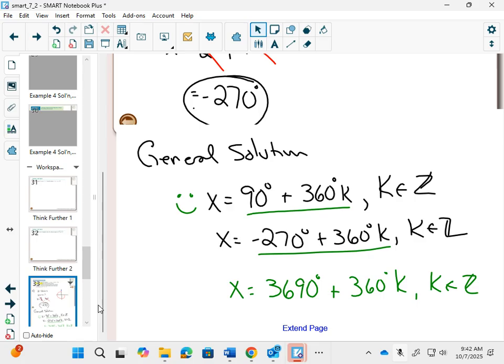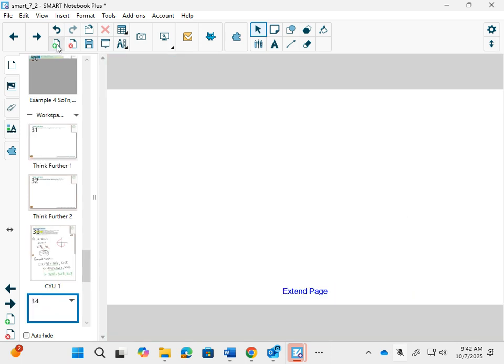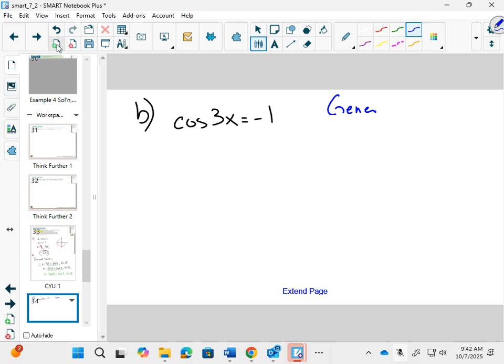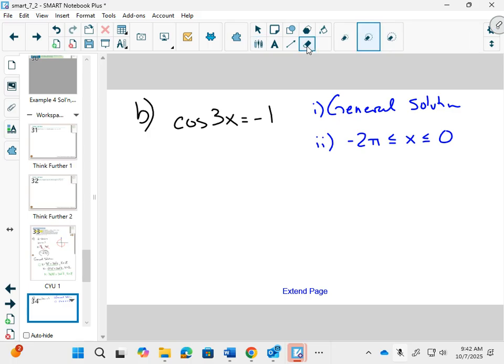Okay, part B. Here, I'm going to just move the page. Part B says, use algebra to determine the general solution for cos 3x equals negative 1. This question asked for general solution, and they also asked for the solution from negative 2 pi. Does it include 0? No. Perfect. They asked for these two things.